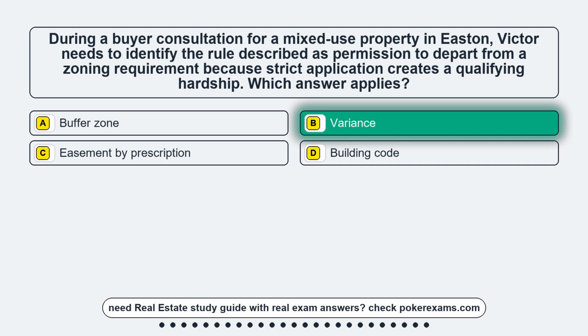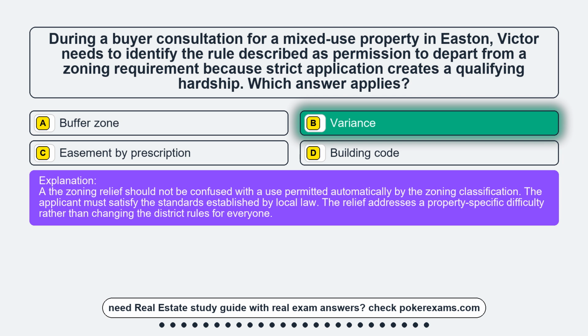Variance. The zoning relief should not be confused with a use permitted automatically by the zoning classification. The applicant must satisfy the standards established by local law. The relief addresses a property-specific difficulty rather than changing the district rules for everyone.